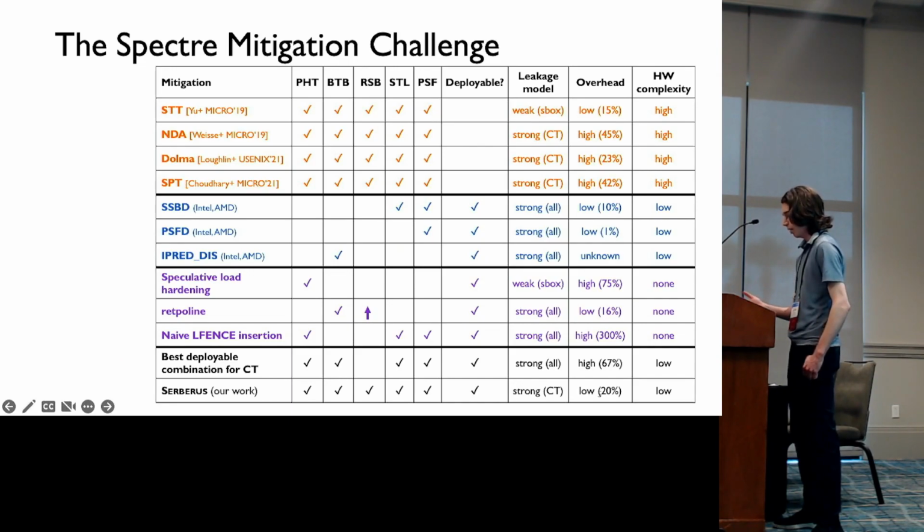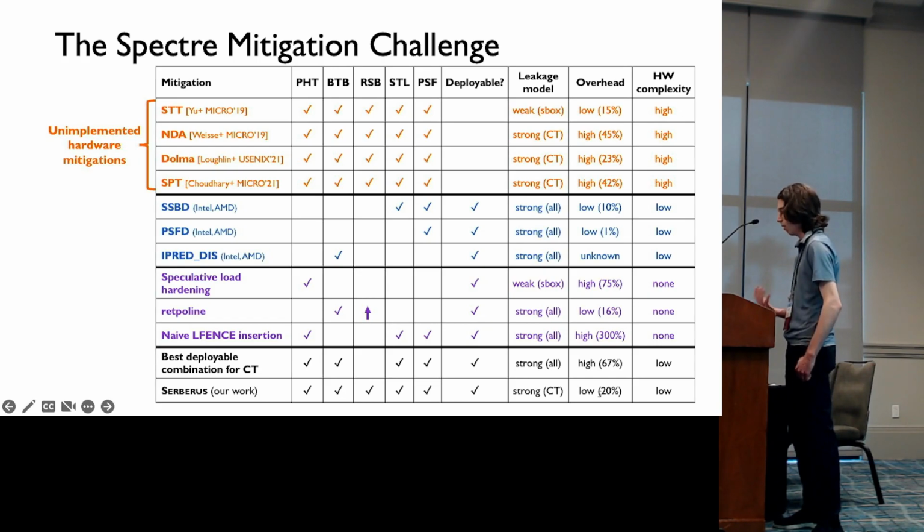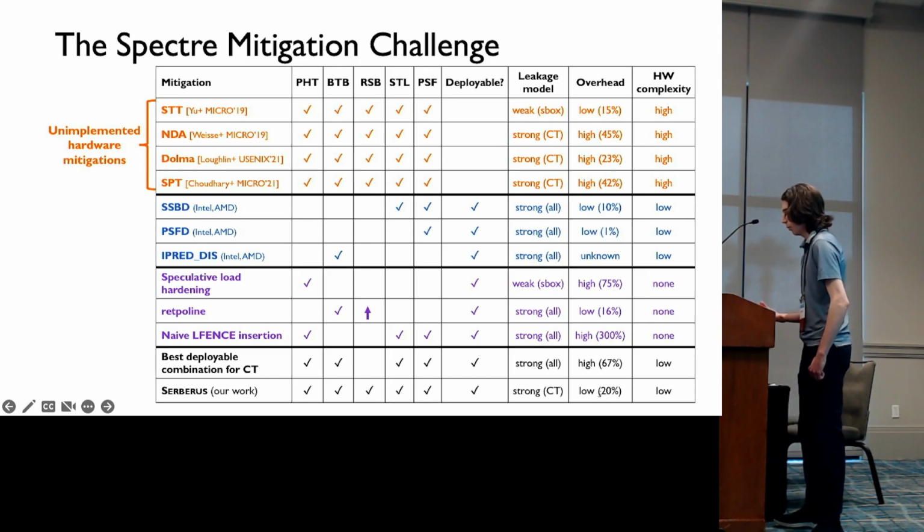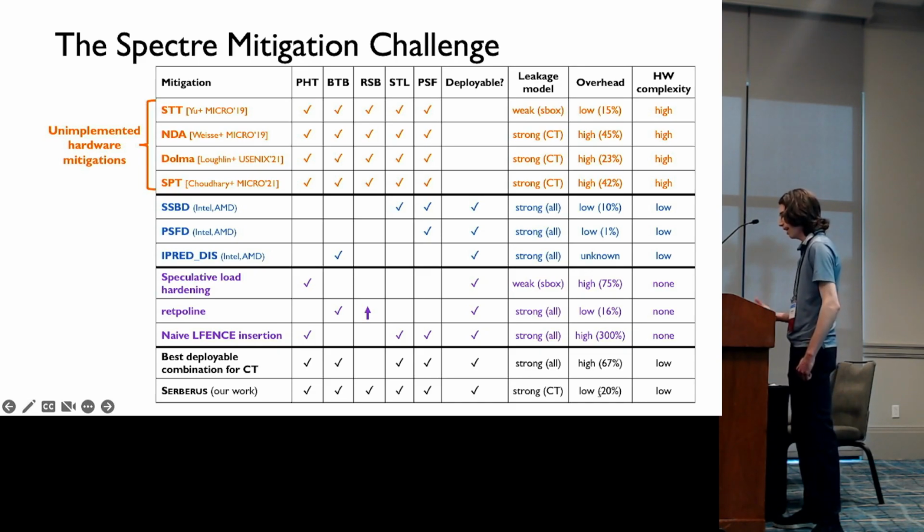And so existing mitigations can be roughly grouped into 3 categories, shown in this table. So first, there are unimplemented hardware mitigations. These generally seek to comprehensively mitigate Spectre. And they also have the benefit of requiring little to no software cooperation. But they haven't been deployed in practice, and this is likely due to the complexity of the hardware changes they require.